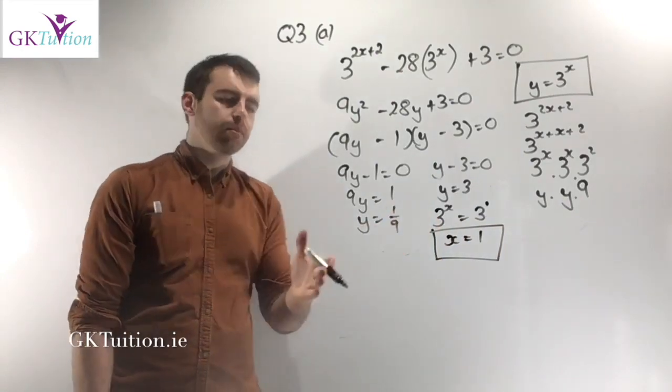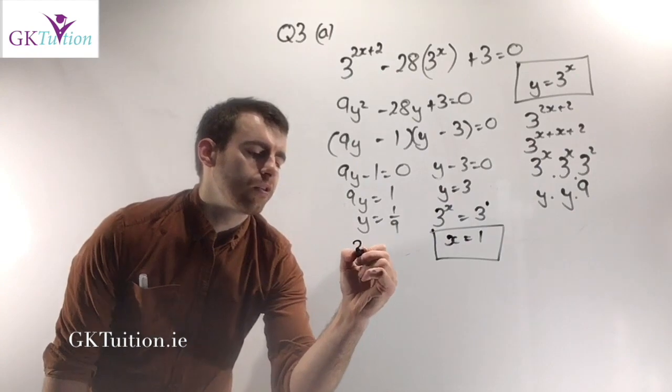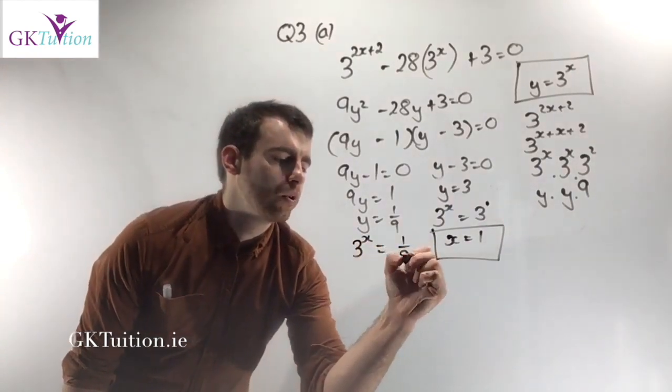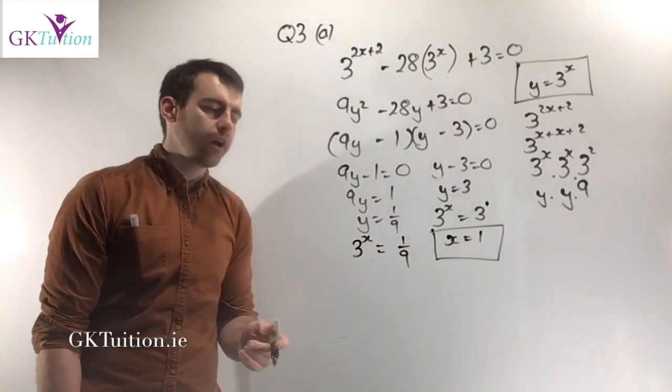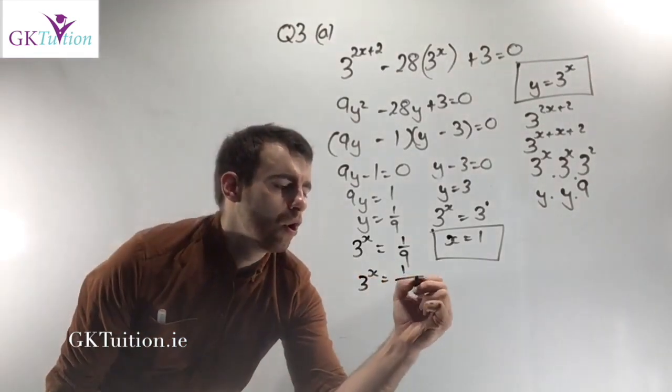And I'm going to do something similar for this one, for y equals 1/9. It's just going to be a little bit harder. I can say that 3 to the power of x is obviously equal to 1/9. Now another way of writing 9 is 3 to the power of 2. So I could say that 3 to the power of x is equal to 1 over 3 to the power of 2.